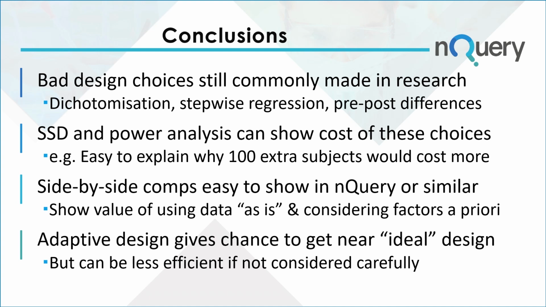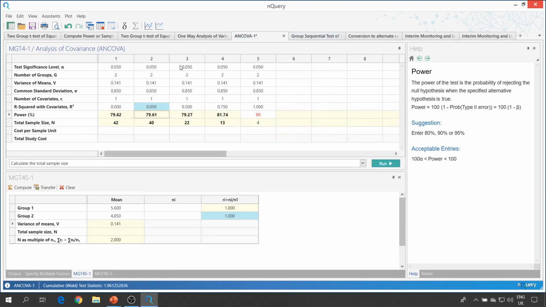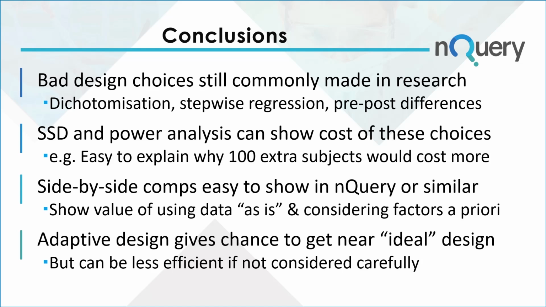Hopefully software like nQuery or other similar GUI-driven software can show easily side by side, like we did with this ANCOVA example, why these different scenarios may make us more likely to pick a certain thing. Show why the value of using data as it is, showing why considering what factors we care about, thinking about what we're going to include in our model a priori is useful and important.